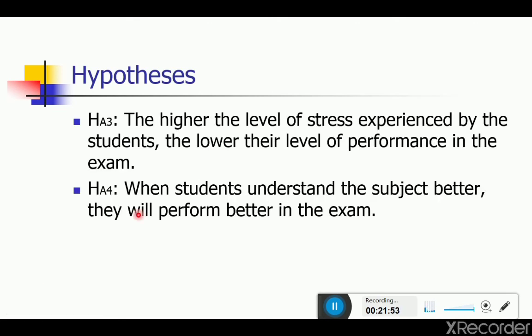Another assumption can be: the higher the level of stress experienced by the students, the lower their level of performance in the exam. If you notice here, that is again a possible hypothesis, but here I have mentioned two variables again. One is the stress variable and another is the performance variable. One is higher, meaning the stress is increasing, and the performance is decreasing. It means both are negatively correlated. When stress is higher, the performance is decreasing.